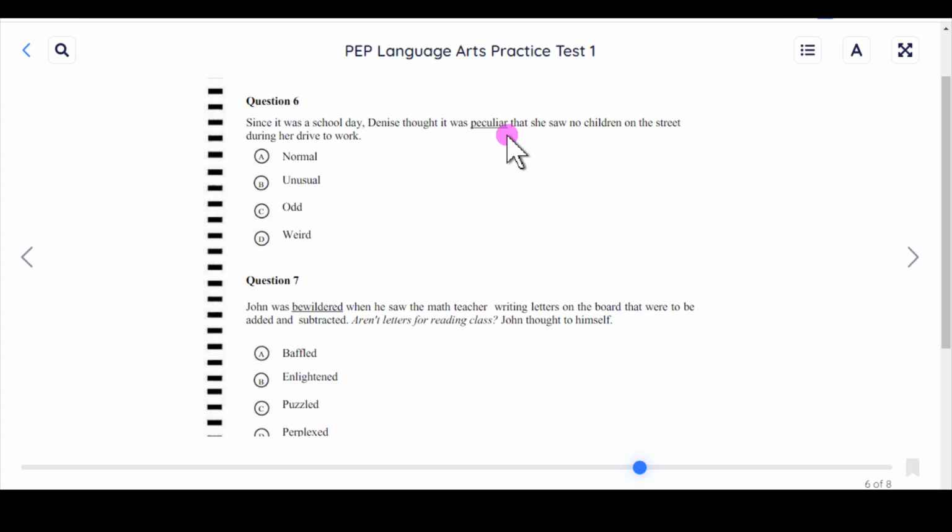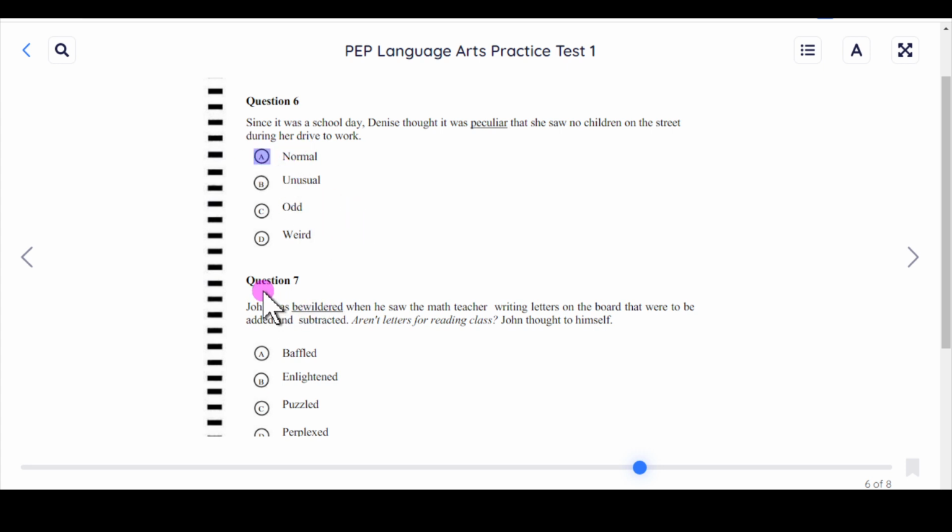What does peculiar mean? Strange, unusual. All right, so normal, unusual, odd, weird. So I am looking for a word that is opposite to peculiar. Which word will that be? I'm going to go with the word normal. Okay, so I'm picking normal here.